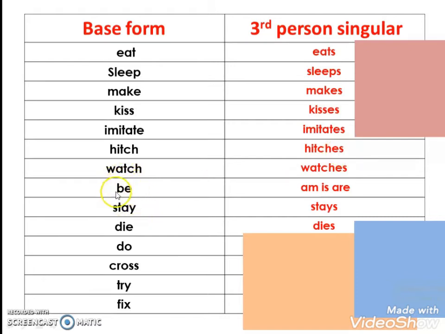Now this is be. Be is a linking verb. It becomes either am or is or are. Okay, when I use am, I use it with I. I say I am.